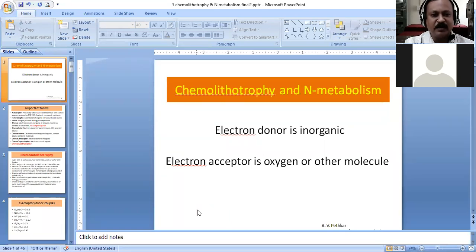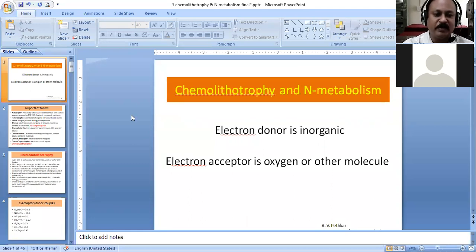Today we are going to start a new unit. Yesterday we finished off with respiration, both aerobic and anaerobic respiration we have covered, isn't it? So today we are going to start with a related unit, and that is called chemolithotrophy. Although this unit, as per your syllabus, is put at the last, I have planned that I should take it in conjunction with the earlier units. That is because there are a lot of things that are related here.